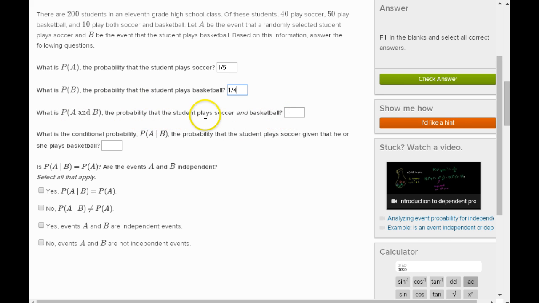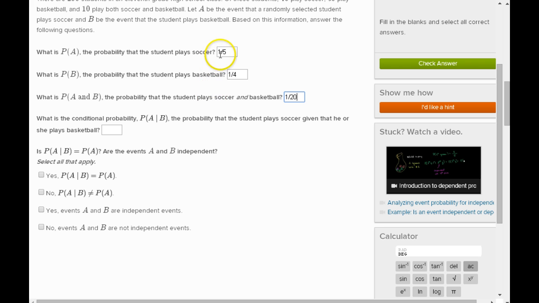Now, what is the probability a student plays soccer and basketball? Well, we know that is 10 over 200, which is 1 over 20, right? Because there were 10 that play both. This is the intersection. That question, probability A and B, asks what is the intersection of those two sets. That intersection is the overlap, the kids that do both, right? And there were 10 out of 200, which reduced to 1 over 20. So now let's just think about that for a minute. Remember our rule, okay?